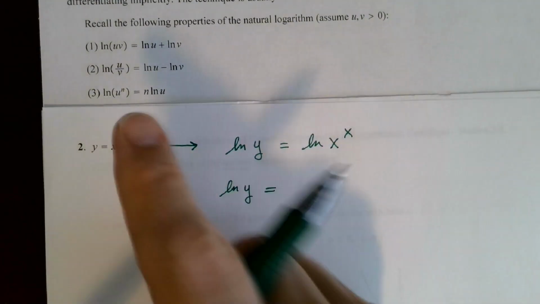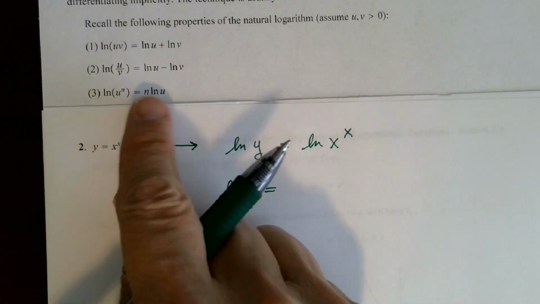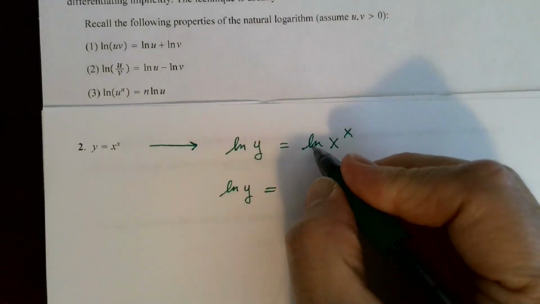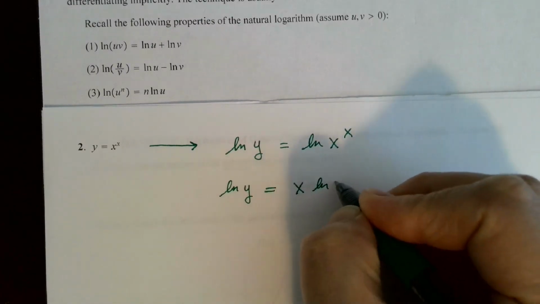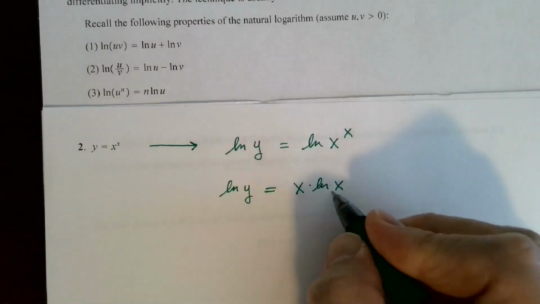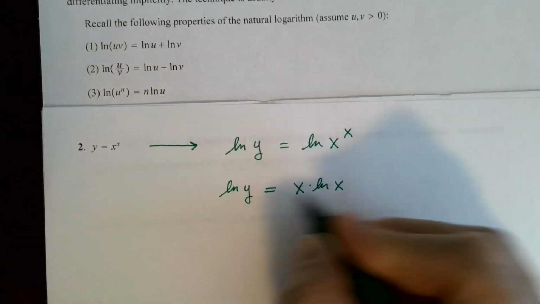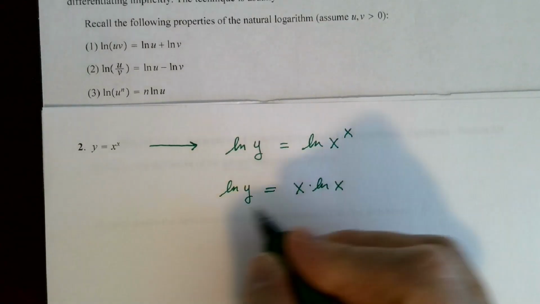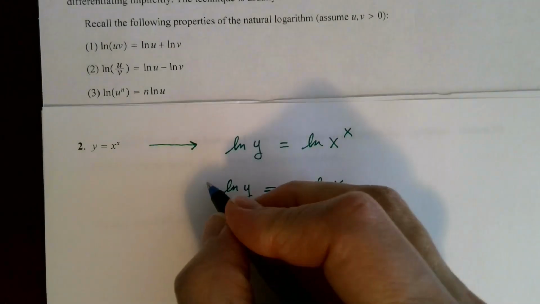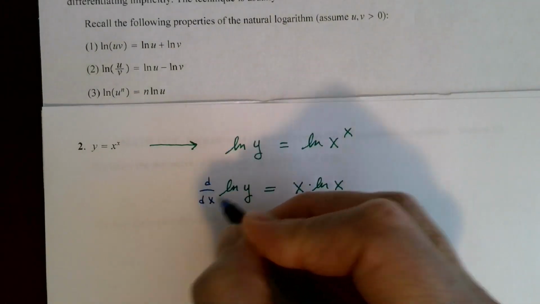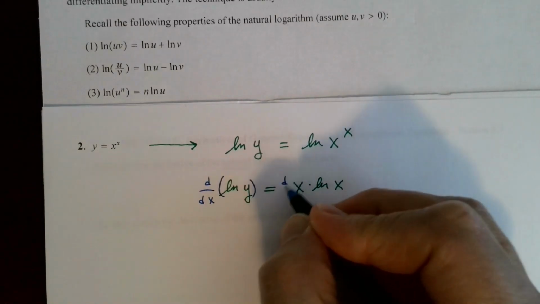And I use property 3 here, right? Natural log of u to the n is n times natural log of u. So natural log of x to the x, exponent comes down. I get x times the natural log of x. So real important, this is now a product. And now I can find the derivative implicitly, right? Using the product rule over here on the right. So now I use the implicit differentiation process.